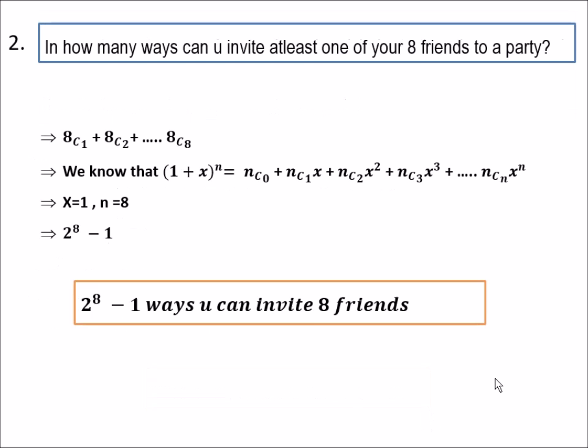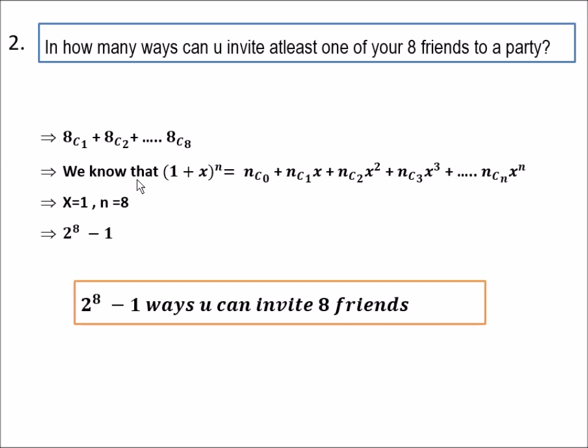That is, the number of persons in the party are 30. And coming to the second question, in how many ways can you invite at least one of your 8 friends to a party? So at least one means you can invite 1 or 2 or 3 or up to a total of 8 members, selecting one at a time, selecting 2 persons at a time, and so on.